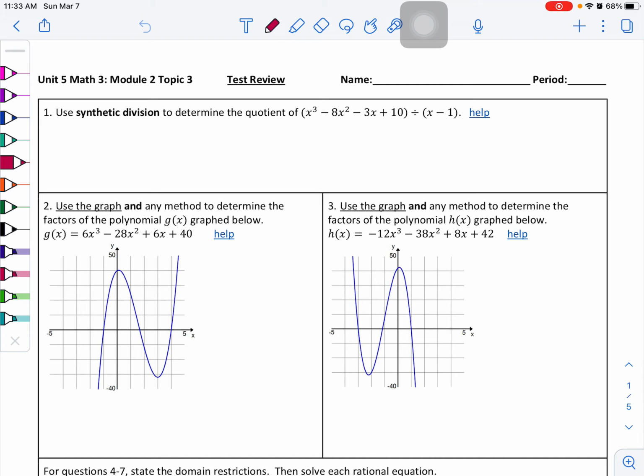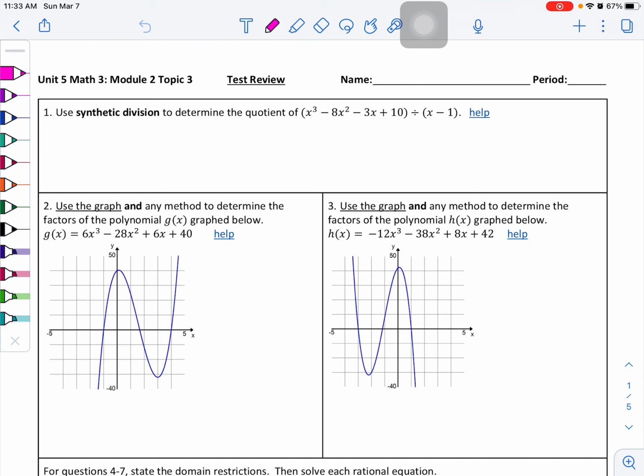All right, in this video, I'm going to go through page 1 of the Unit 5 study guide for Math 3. If you have any questions along the way, feel free to let me know. Send me a message through Canvas or pop into Zoom and we will answer some questions.